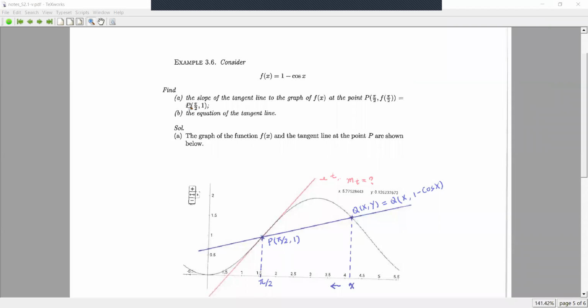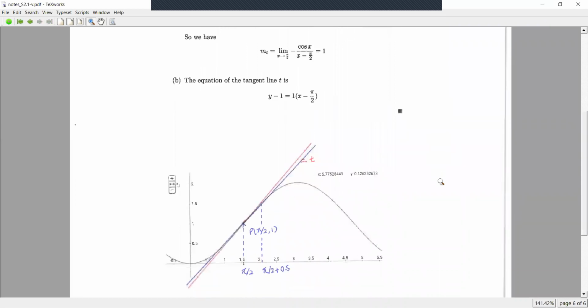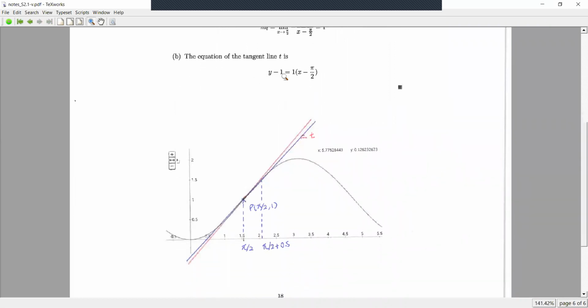After we have the slope of the tangent line, it's easy to write down the equation of the tangent line. The slope of the tangent line is 1, and also we have one point P on the tangent line. Therefore, by the point slope formula, the equation of the tangent line is y minus y1, y1 is 1, is equal to the slope 1, times parentheses x minus x1. x1 is pi over 2. This is the point slope formula in topic 1.